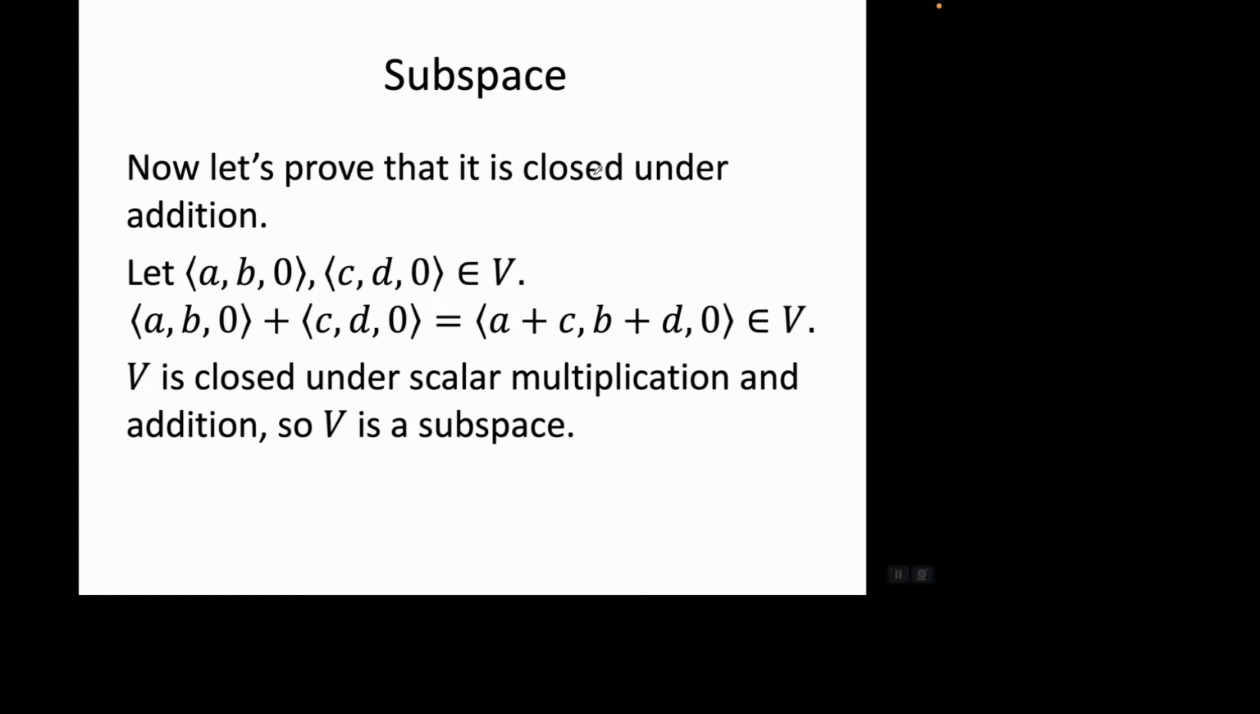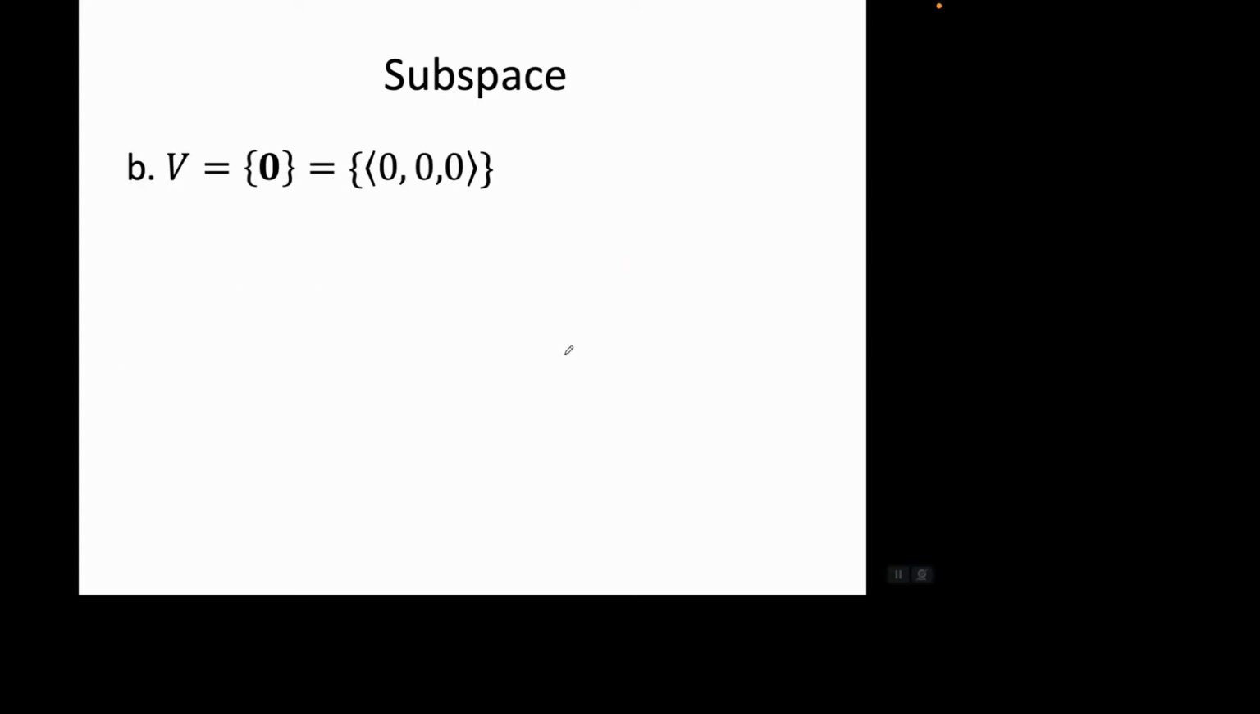Now let's prove that it's closed under addition. Let's say (a, b, 0) and (c, d, 0) are in V. When you add them together, notice what you get: (a plus c, b plus d, 0). You get something, something, 0. That's in V. V is closed under scalar multiplication and addition, so V is a subspace.